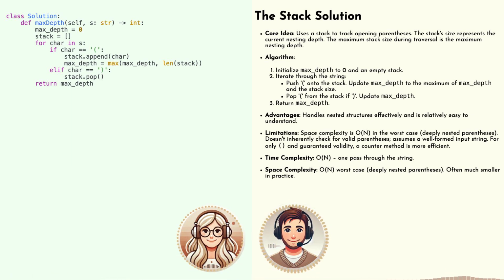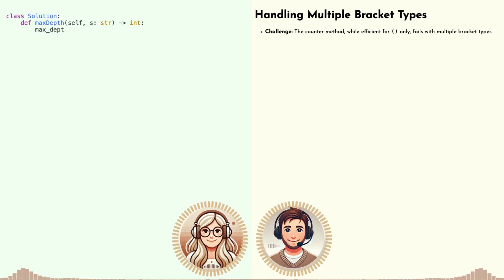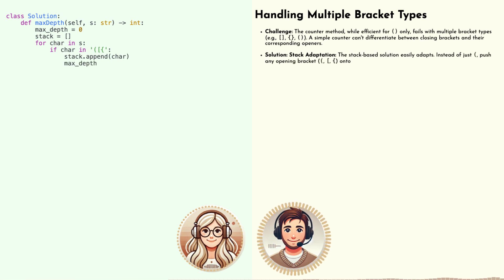Precisely. And the beauty of this approach is that it brings our time complexity down to O(n), which means it scales much more efficiently as the string grows. So stacks seem to be a winner in terms of efficiency. It seems so. But is there a scenario where a stack might not be the ideal solution? Are there any hidden gotchas we should watch out for?